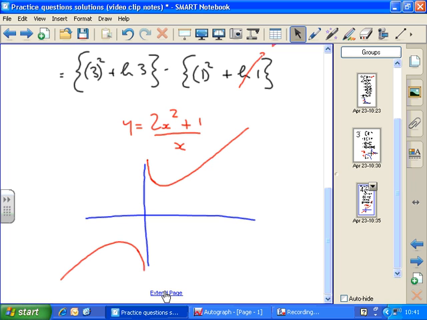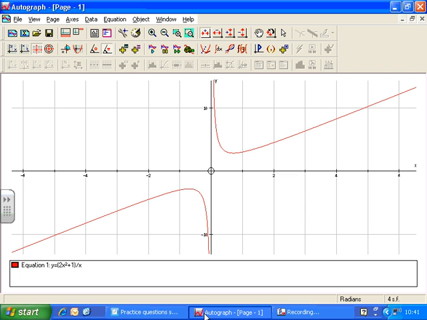As far as the limitations of the model are concerned, it's this discontinuity here, this point when x equals 0. We can see it shoots off to infinity. This discontinuity is what you've got to be careful of when you're looking at the model. And why does the discontinuity occur? Because I've got divided by x here, which gives us this discontinuity. Just checking on Autograph, if I plug that in, you can see the function there.